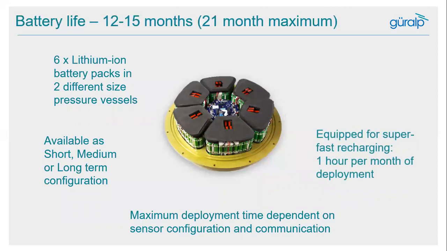Additionally, these batteries are equipped for super fast recharging, typically 1 hour per month of deployment. This means that during a recovery, we can recover an instrument, plug in the cable, retrieve the data. At the same time, we can simultaneously recharge the instrument. This means that we can go and recover another instrument while this one is being recharged. So then within about 12 hours, the first instrument we recovered should be available for redeployment. This means that we don't need to return to land, which means we minimize our ship time.